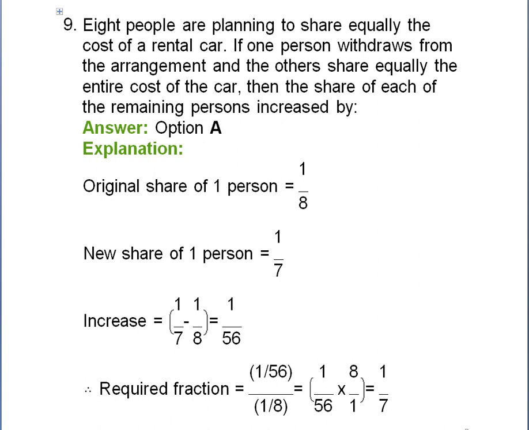Okay, so the original share of one person is 1 by 9. New share of one person would be 1 by 8. And the increase, we will calculate it like 1 by 8 subtracted by 1 by 9. After solving this, taking the LCM, if you're not aware of the concept of LCM and HCF, then go and watch the HCF concept explained in our aptitude playlist. So you get 1 by 72. So the required fraction is 1 by 72 divided by 1 by 9, that is 1 by 72 into 9 by 1, that is 1 by 8, your answer.